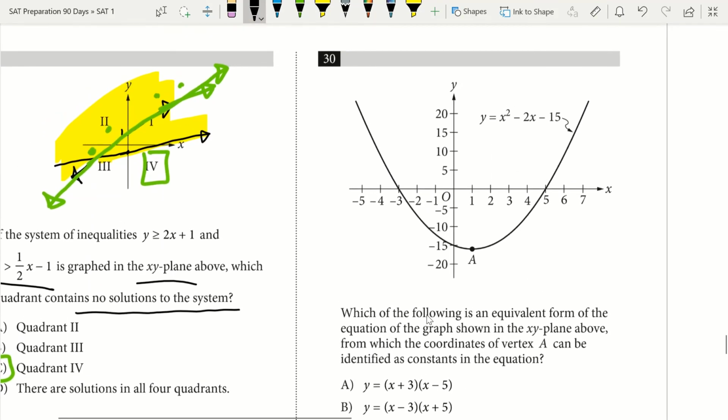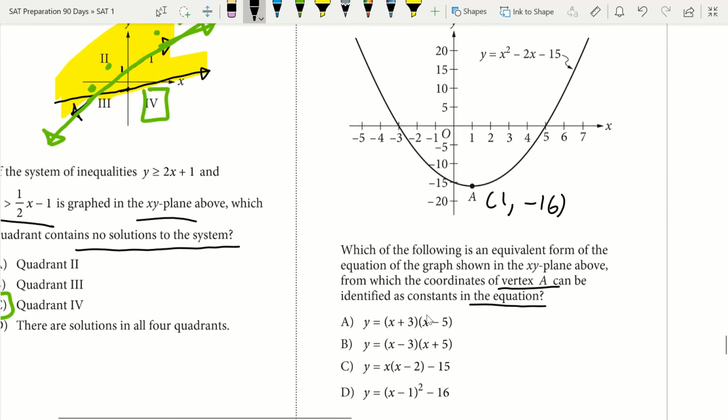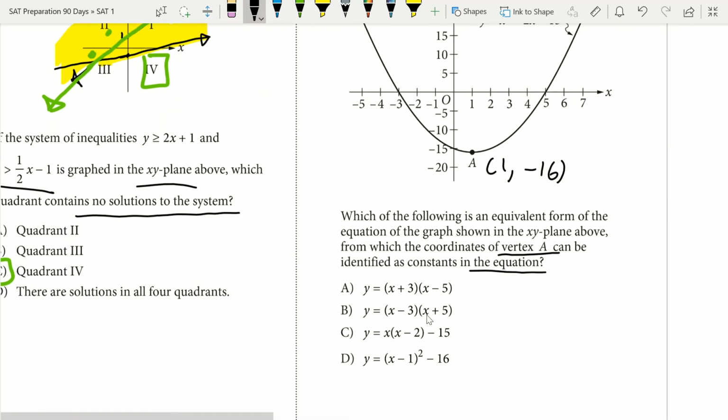Which of the following is an equivalent form of the equation shown in the graph above, from which the coordinates of vertex A can be identified as constants? All right, well, my vertex, if I look at this graph, I see that it's going to be at 1, and it looks to be -16. That's what it's looking like. So I'm going to take a look and find an answer choice that has that. Now keep in mind they have to be constants. I see that I have a 1 right here as a constant, and I have a -16 right here as a constant.